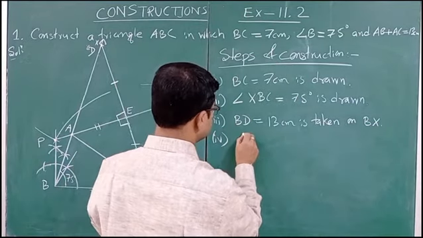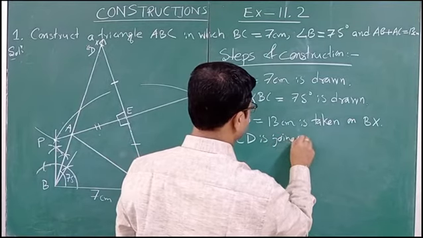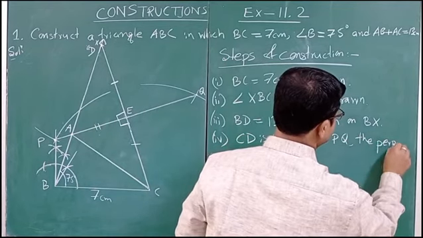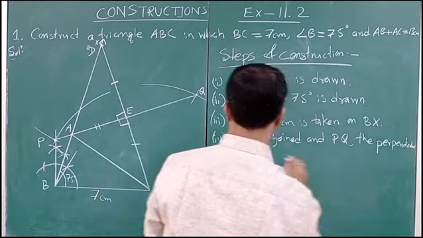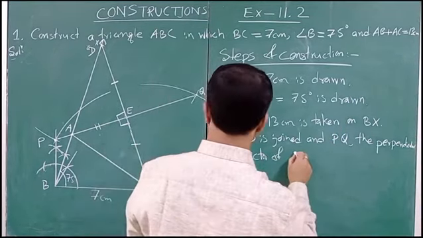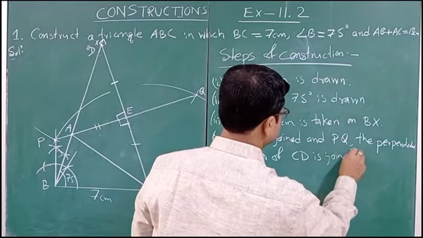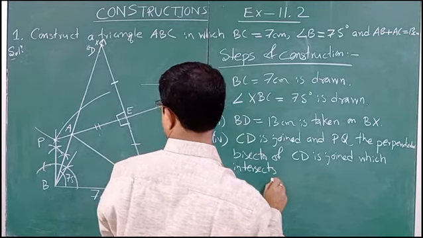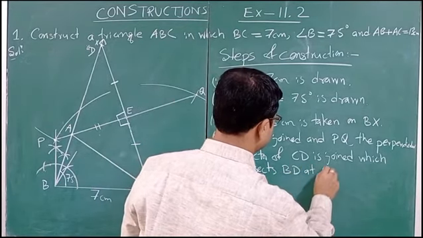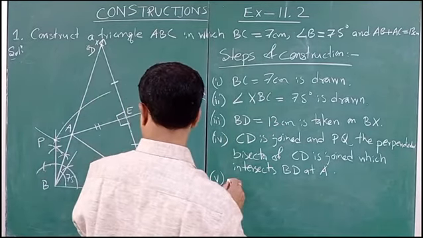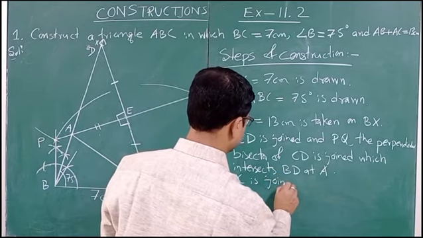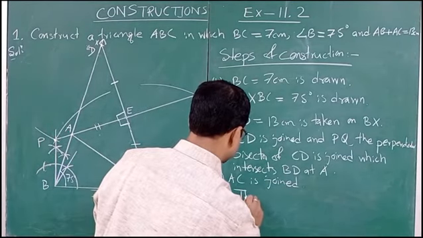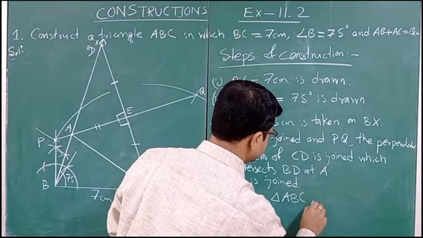Number 4, CD is joined and PQ, the perpendicular bisector of CD, is drawn, which intersects BD at A. Last one, then AC is joined. Thus we have obtained the triangle ABC.